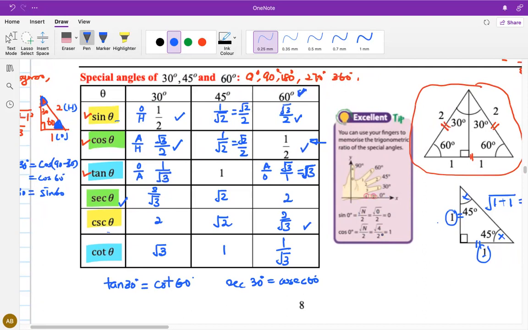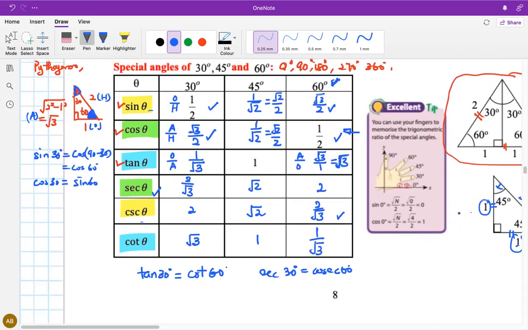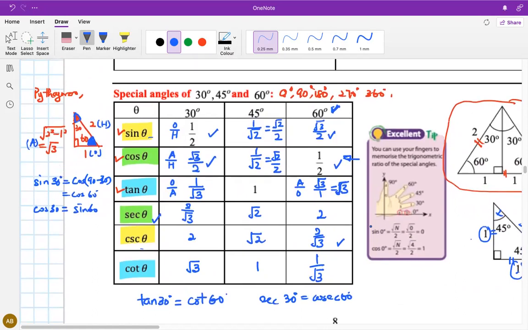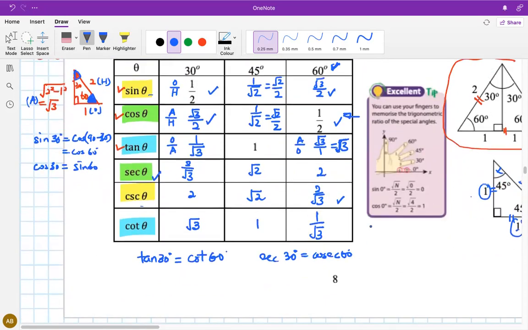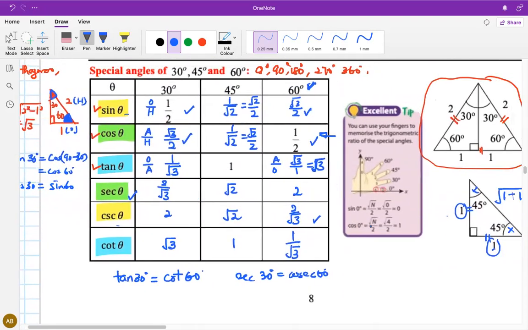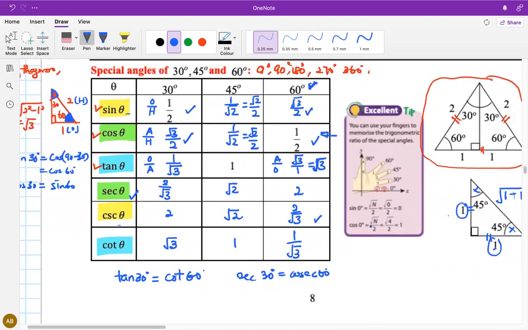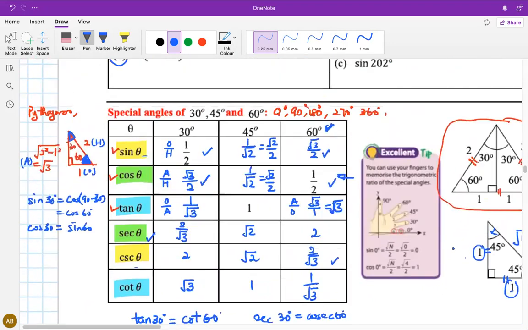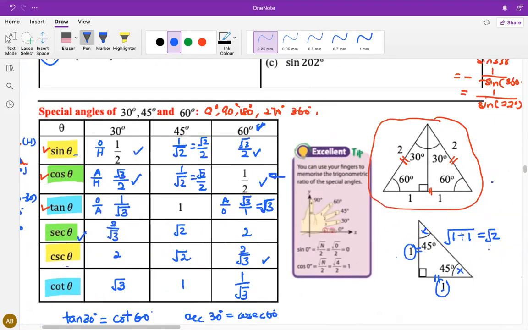But for me, I would rather sketch the triangle and then try to remember from that, or I just remember by heart the trigo values for the special angles 30, 45, and 60. So you can remember by heart, or by using the fingers, or by sketching the isosceles triangle for 45 degree, and the equilateral triangle for 30 and 60 degree.